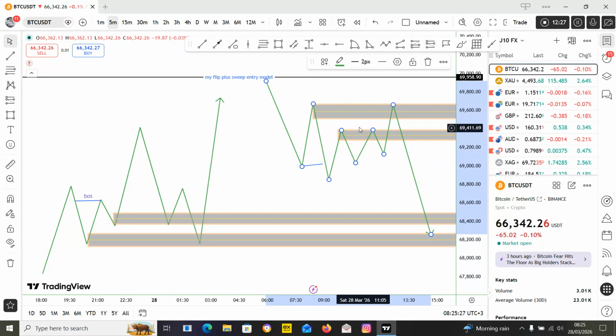So remember to always spot liquidity before making any move, because if you can't spot liquidity, then you're gonna be the liquidity yourself.